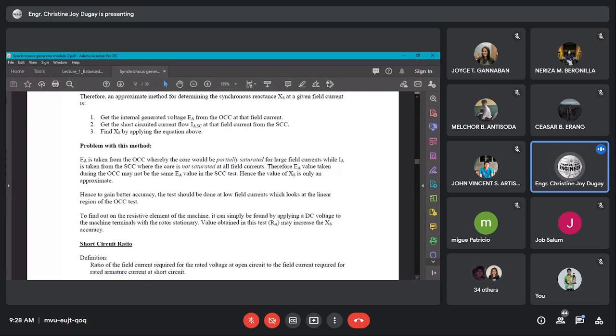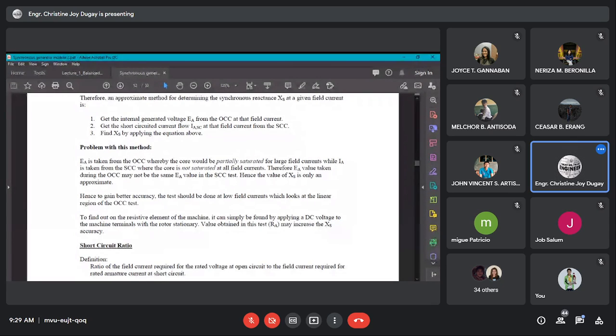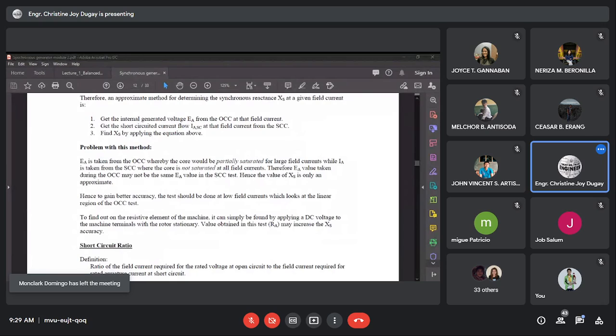Nagkakaintindihan po ba? Approximate, hindi po siya yung actual, hindi po siya equal, but it's an approximate value. Malapit siya sa value na yan. Nagkakaintindihan po ba tayo? Yes or no? Yes, ma'am.